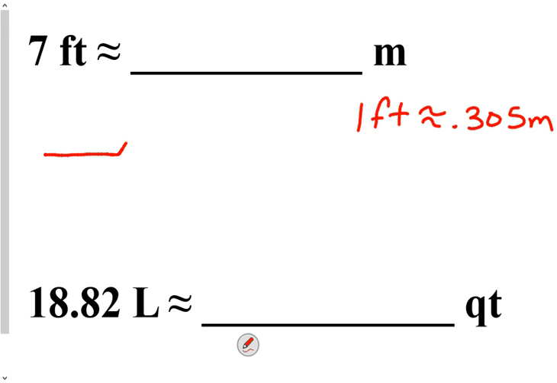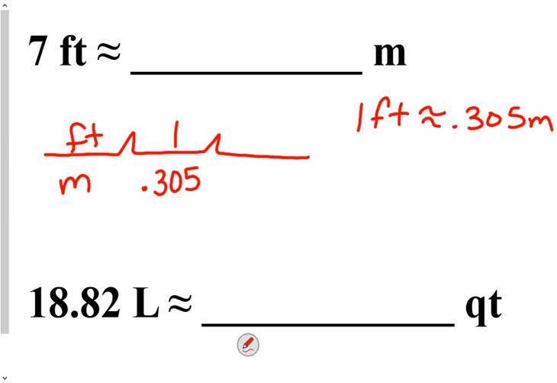So I need to set this up using a bridge map. 1 foot is equal to 305 thousandths of a meter. And what I want to know is 7 feet is how many meters. So the 7 is going to have to go on top. The reason it goes on top is because 7 is a number of feet, and we put feet on top. And then X is on the bottom because it's a number of meters, and that's what we're looking for, the number of meters.